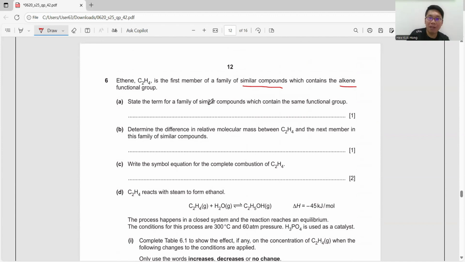Question 6. Ethene is the first member of a family of similar compounds which contain the alkene functional group. Say the term for a family of similar compounds which contain the same functional group. We call them homologous series.